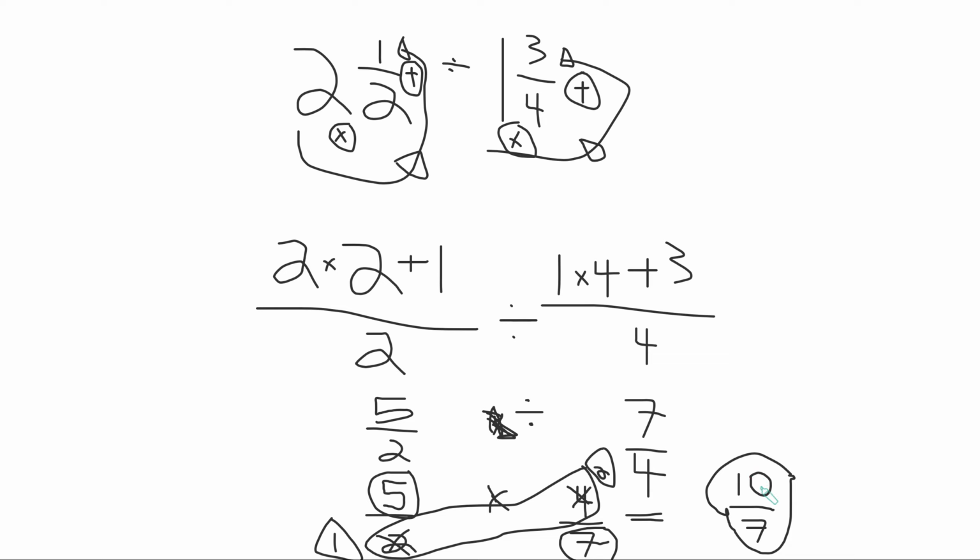So if the instructions state to turn this into a mixed number, which is not always the case, but let's say it was, let's just walk through this. We're just going to divide 10 by 7. So it's going to be 1, and remainder 3, which in mixed number form is going to be 1 3/7.